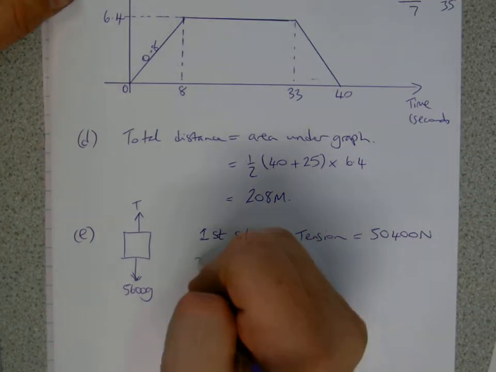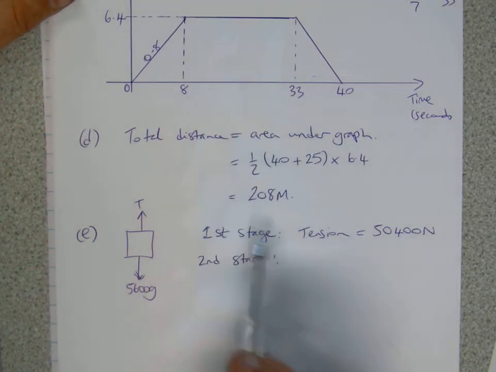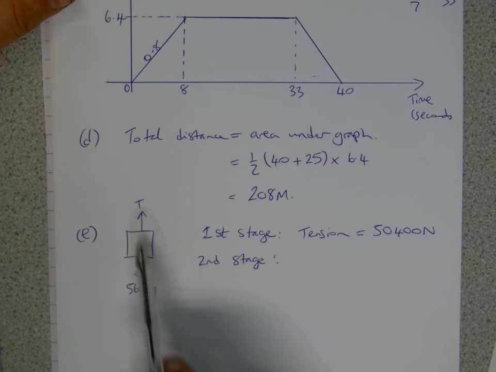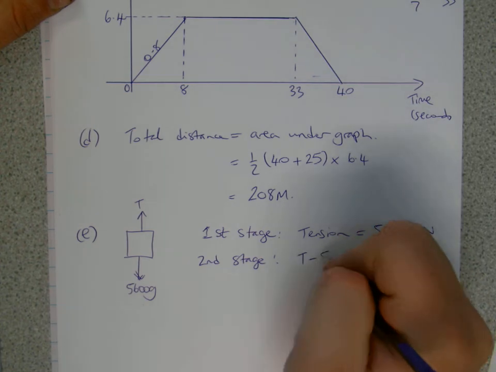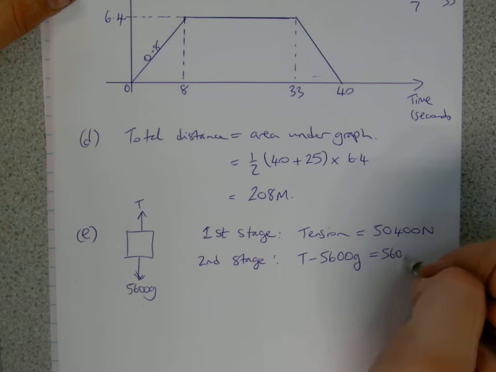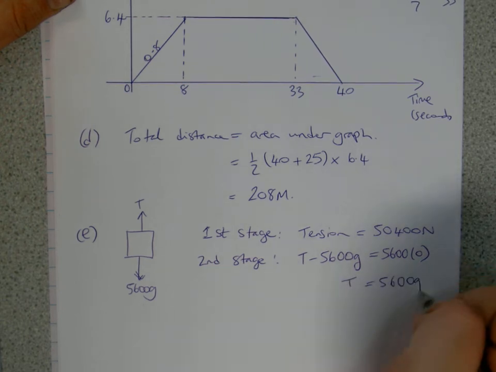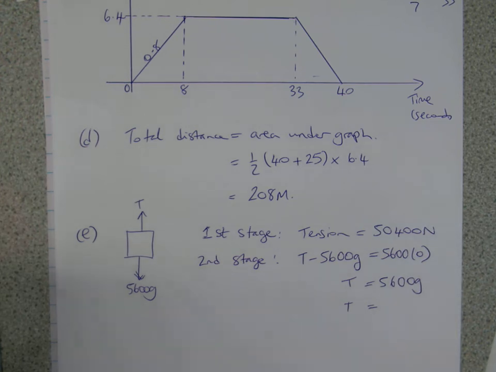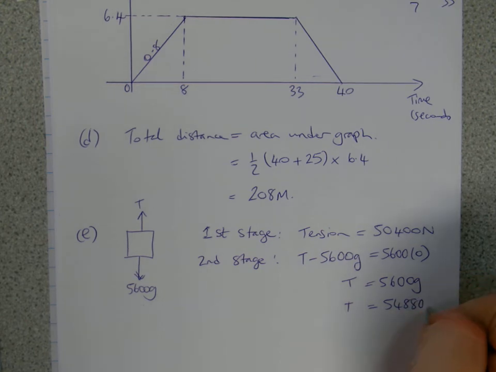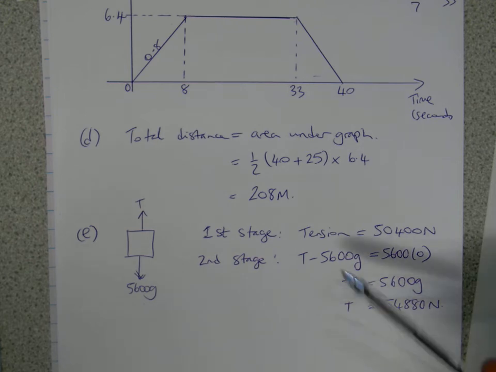Then in the second stage, where the acceleration is 0, if you think about it, the upward force will equal the downward force. Because ultimately, the resultant force equals mass times 0 acceleration, which means T is equal to 5,600 g. So that would be, on my calculator, 5,600 times 9.8, and we get 54,880 newtons.